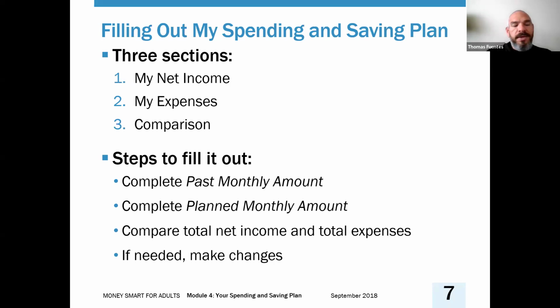First, you complete the past monthly amount column in the apply it section that we had here, right? Next, we complete the planned monthly amount column. It includes space for you to write which month you're planning for, because you're going to want to do this on a monthly basis. You don't want to just copy the amounts over because you may have income and expenses coming in at different parts of the month.